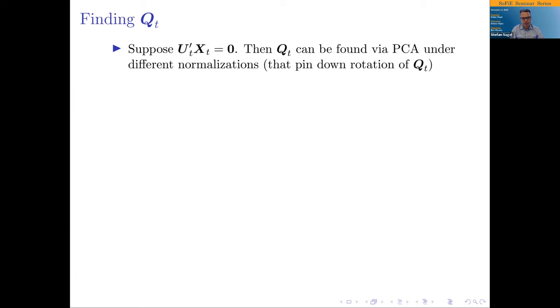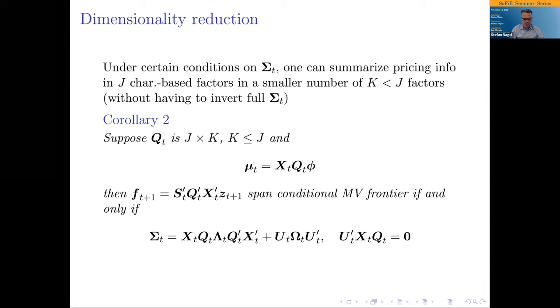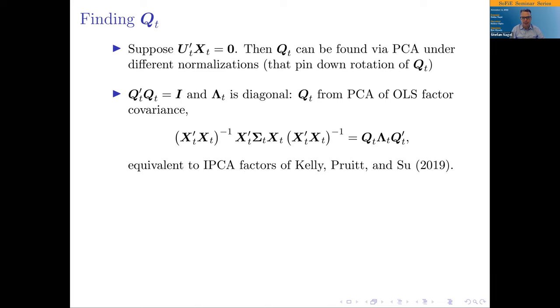So for example, under the normalization that Q prime Q is the identity, and lambda t, let me just show you what lambda t was. This was in the first term in the conditional covariance matrix, you can see this lambda t matrix. So if that one is diagonal, and Q prime Q is identity, then you can recover QT from a principal components analysis of the conditional covariance matrix of the OLS factors.